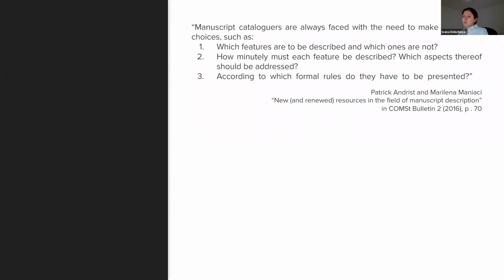And so to end my presentation with a quotation from people who are much smarter than me: manuscript catalogers are always faced with the need to make a series of choices, such as which features are to be described and which ones are not, how minutely must each feature be described, which aspects therefore should be addressed, according to which formal rules do they have to be presented. And with Fragmentarium, we are lucky that we already have formal rules and we know how minutely a description could be.